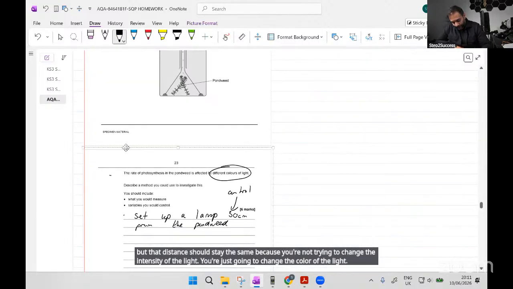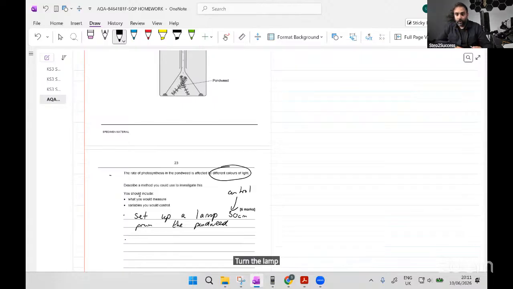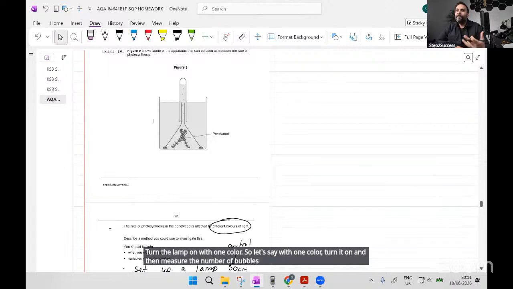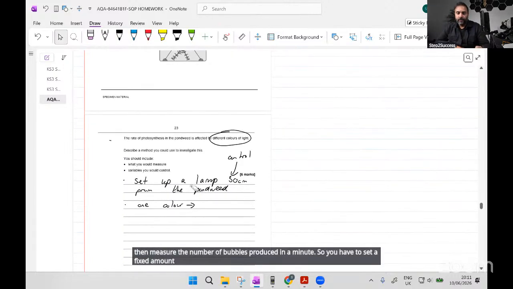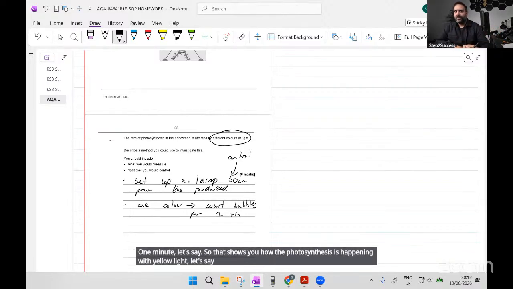Then what you would do is turn the lamp on with one color. So let's say with one color, turn it on, and then measure the number of bubbles produced in a minute. So you have to set a fixed amount of time, which is also a control variable. So count bubbles for 1 minute, let's say. So that shows you how the photosynthesis is happening with yellow light, let's say, how the rate of it, the number of bubbles produced. The more bubbles produced, the faster it's happening with that color of light. Again, that time is a control variable. It should be the same every time.